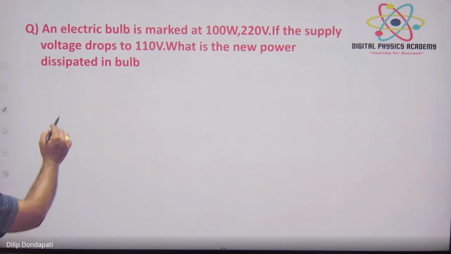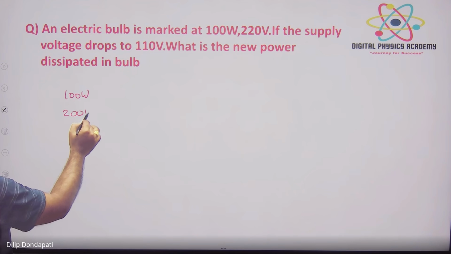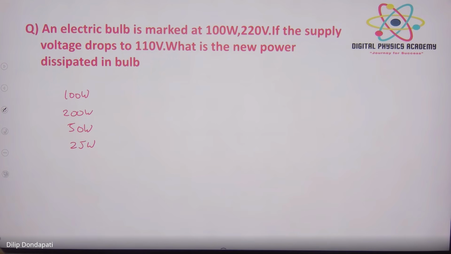Electric bulb is marked 100 watts 220 volts. Now if the supply voltage drops to 110 volts, what is the new power dissipated? Options में which one we can eliminate first of all?